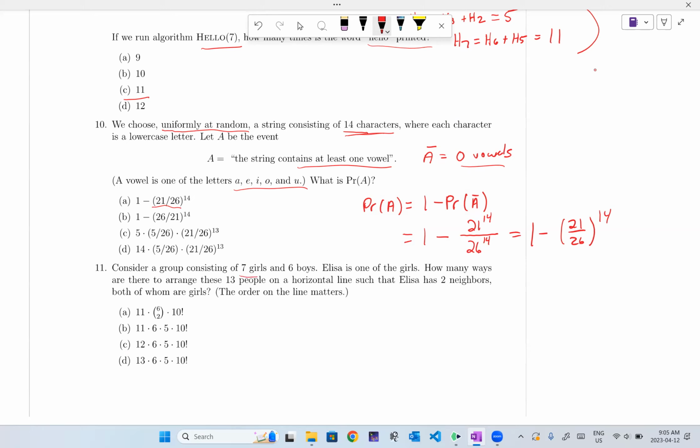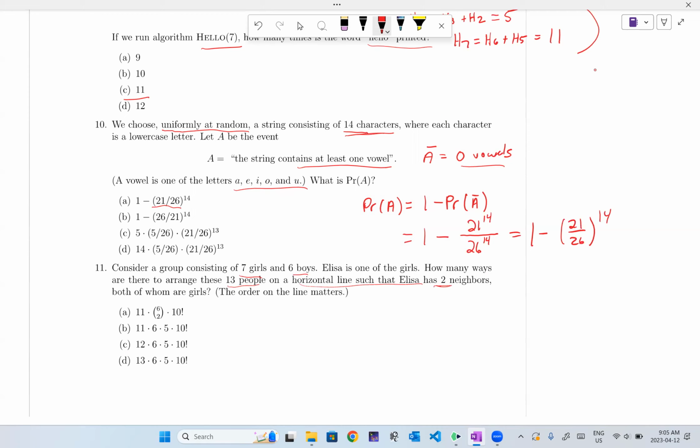11, 7 girls and 6 boys. Is this a counting one? How many ways? Yeah, so this is a counting question. How many ways can we arrange these 13 people on a horizontal line such that Eliza, who is a girl, has 2 neighbors, both of whom are girls? The order on the line matters.